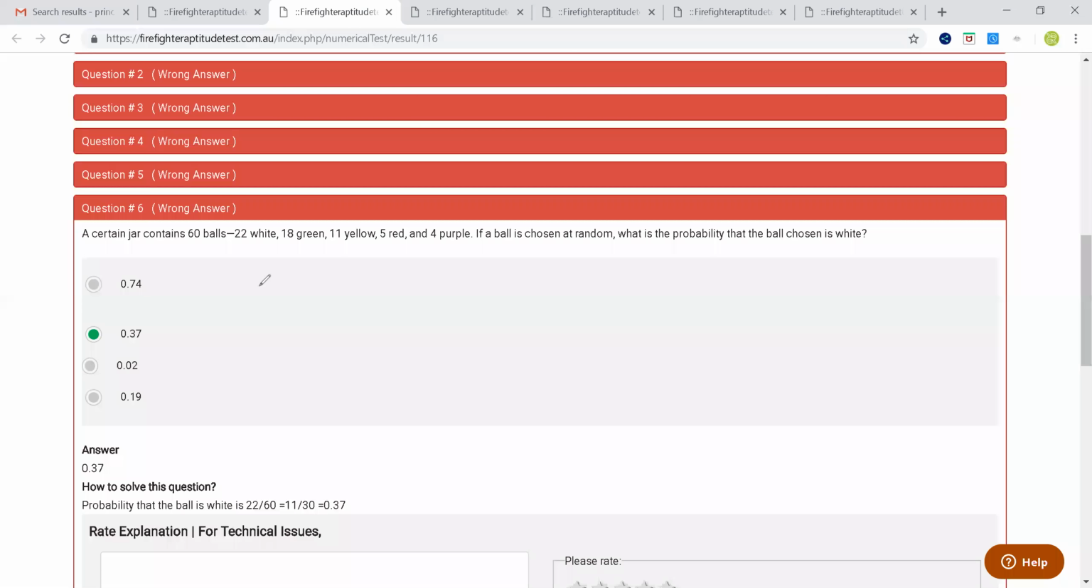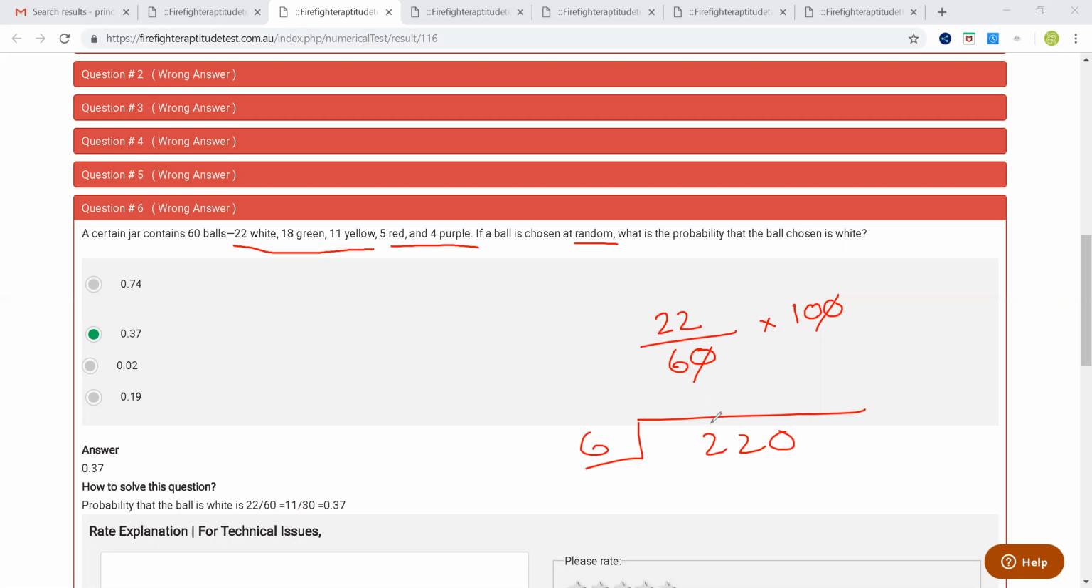A certain jar contains 60 balls, and they are describing it in categories of different colors. If a ball is chosen at random, what is the probability that the ball is white? So the number of white balls is 22, and the total is 60. So division of this will basically give you the answer. You don't have to multiply by 100 because here they're giving you a ratio. But just for this sake, I will multiply by 100 to make life easy. Cancel the 0 to show you the answer in percentage, and we get 37. So you should get 37% in this case.